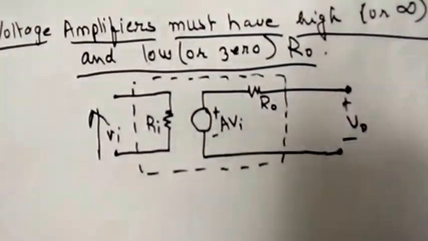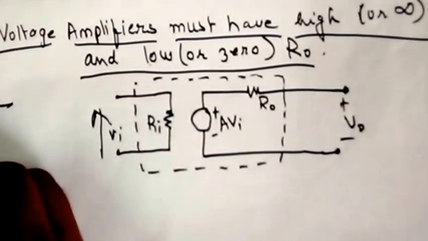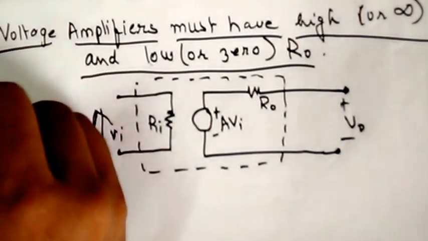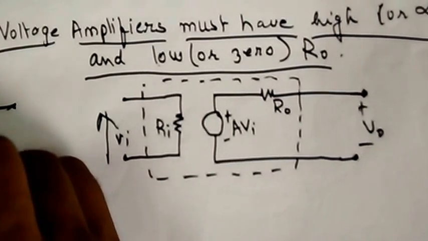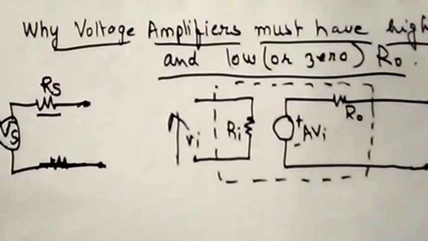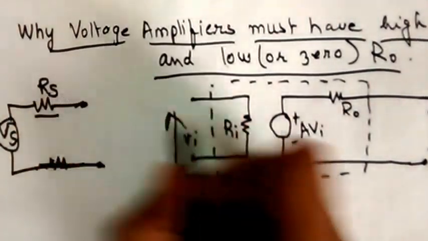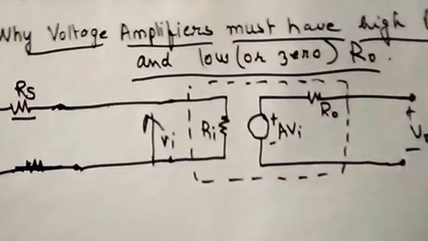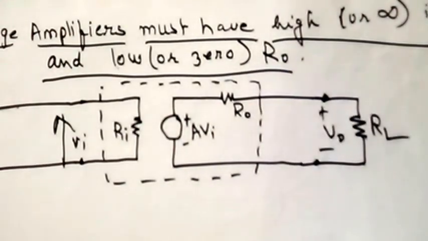Suppose we want to amplify a voltage signal Vs. Any voltage signal can be represented like this: this is the Thevenin equivalent of any voltage source, with Vs and source resistance Rs. Ideally Rs is 0, but practically there is a finite series resistance for any voltage source. So suppose we want to amplify this signal, we just connect it to the input terminals, and to measure the output we give RL as the load.